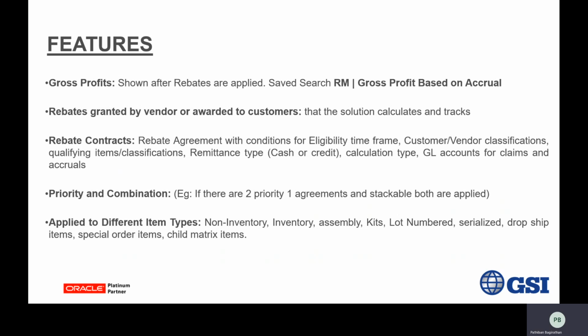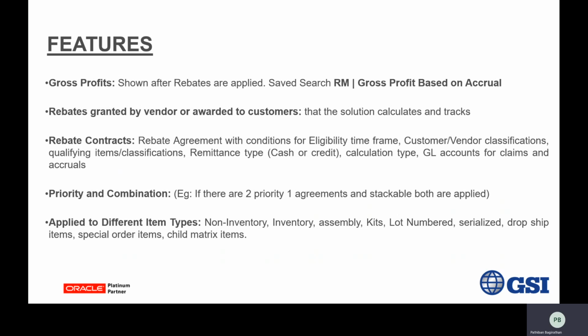Is it just for Christmas or Thanksgiving? And then you can classify vendors based on high volume vendor, big box vendor, high volume customer, big box customer. Was it a mom and pop small customer? Qualifying items or hook item classifications can be performed. You can do calculation logic too. So there's a remittance type, cash or credit, calculation type, and you can define GL accounts for claims and accruals. And we'll get into detail as we go through these features.